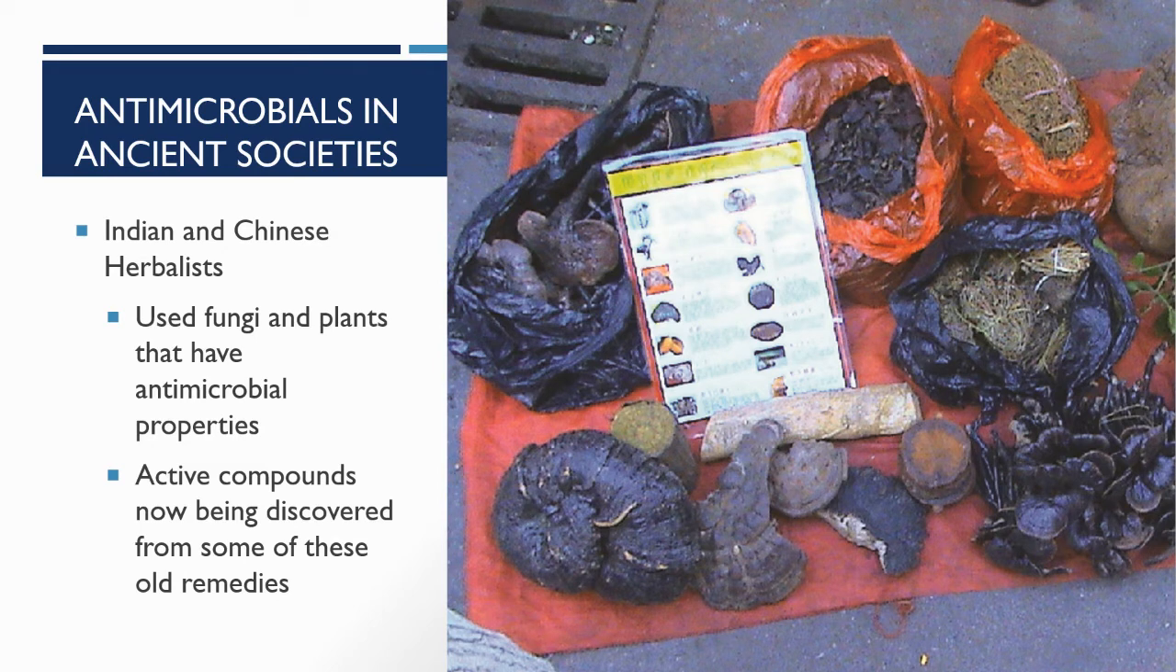And going back to Indian and Chinese herbalists, for thousands of years they've used fungus and plants with antimicrobial properties in teas and in poultices, as ways to prevent the growth of microbes, fungus, bacteria, and other pathogens. So historically, in these ancient times, they used the complete organism, the complete fungus or plant.